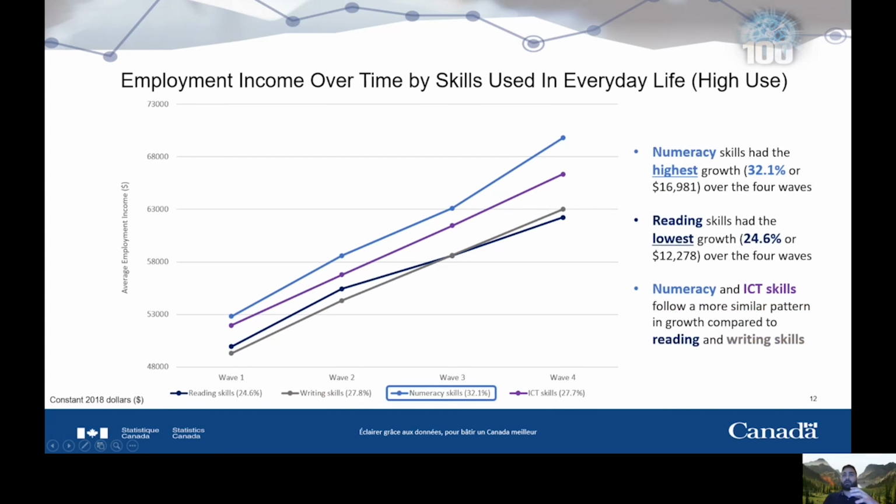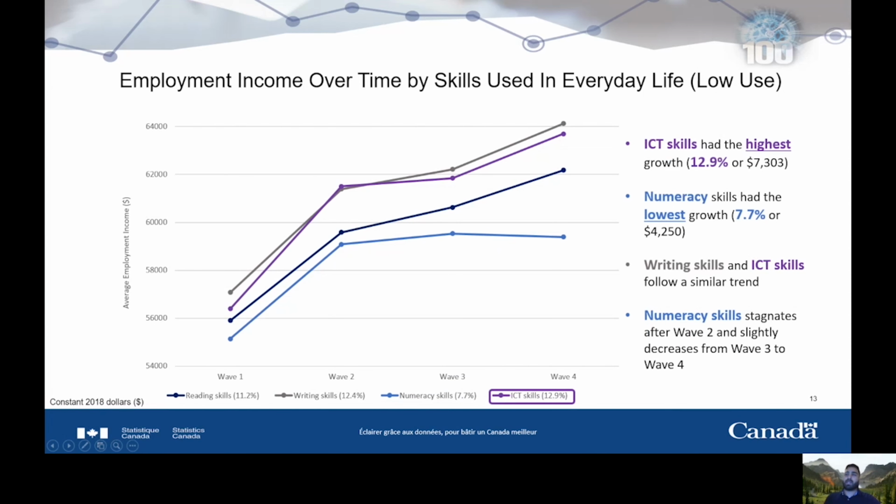Now let's look at employment income over time among those who used skills in everyday life frequently. Right away, we can tell that those who used skills in everyday life more frequently saw a much larger increase in earnings compared to what we've seen in the past. 24, 27, 32% is much higher than we've seen in the past, which is an interesting finding. And numeracy skills actually had the highest growth with about 32% gain from wave 1 to wave 4.